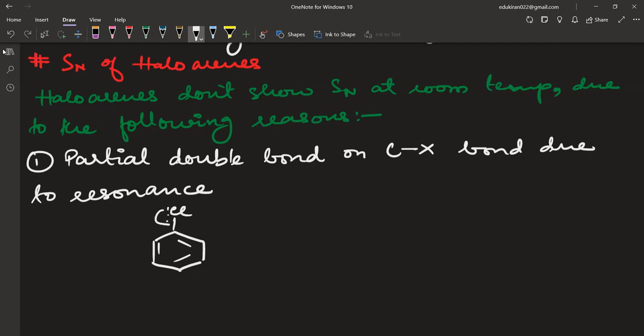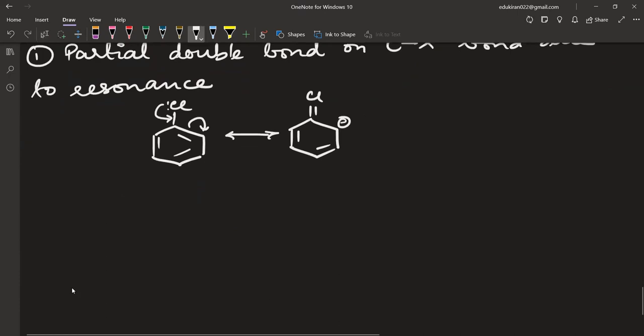Chlorine. We have made the resonating structure. I'm just showing that you have to show it. Here we have a negative charge, double bond chlorine, and then double here. Okay. Partial double bond on CX bond due to resonance. The next reason is instability of phenyl cation.